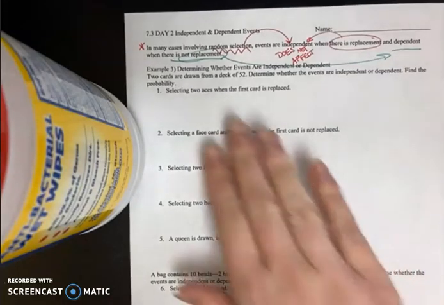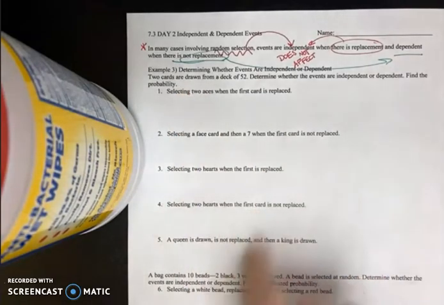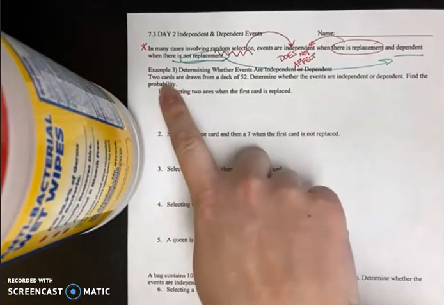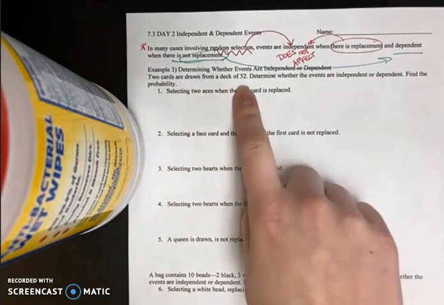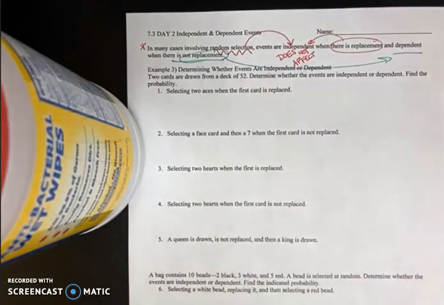Let's go through example 3 and just practice identifying independent or dependent. So for example 3, all of these problems deal with having 2 cards that are drawn from a deck of 52. Determine whether the events are independent or dependent and find the probability.